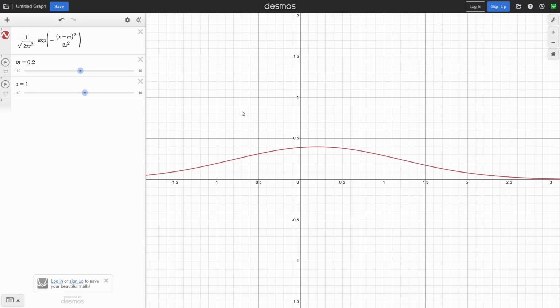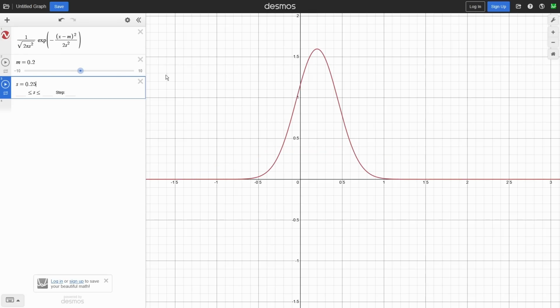Now, here I am in Desmos. This is the function. This is a Gaussian distribution. S here is the standard deviation, and m is the mean. So that first function we saw had s equals 0.25 and m equals 0.2. And this is the probability distribution function that the machine will sample from.